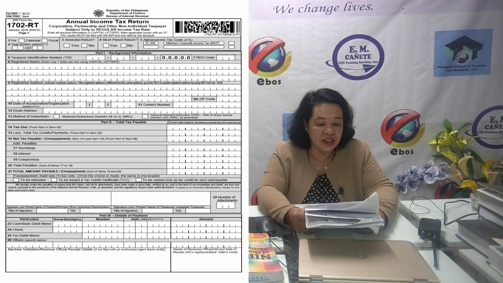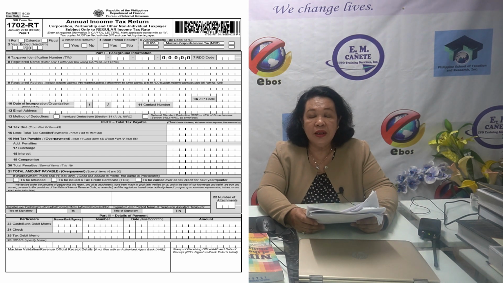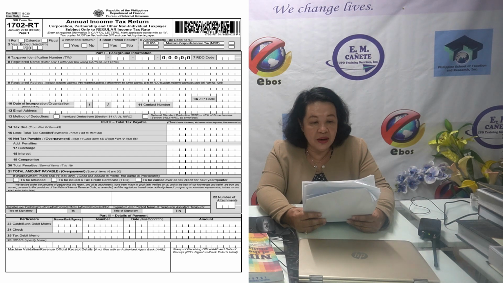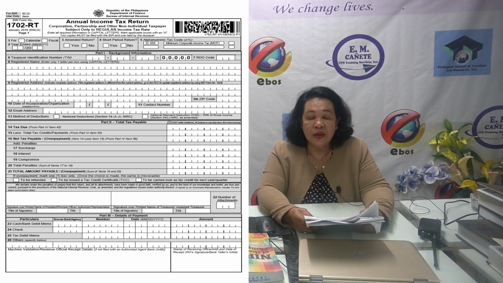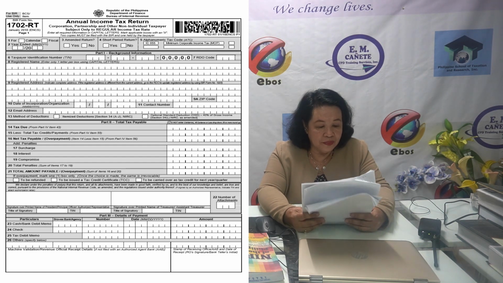Line number 15 is less total tax credit or payments. What are these total tax credits or payments? These are the withholdings or the advances that we pay in our quarterly return of the corporation that we file. Because this filing is annual, the previous 3 quarters we already have filed and paid taxes. So whatever taxes that we paid on the previous 3 quarters, we can claim that in the filing of the annual income tax return. So that is in line number 15.